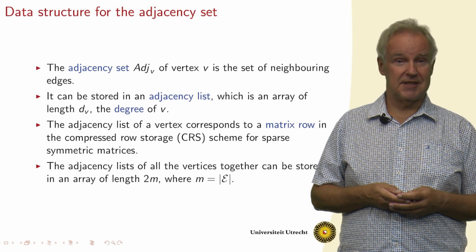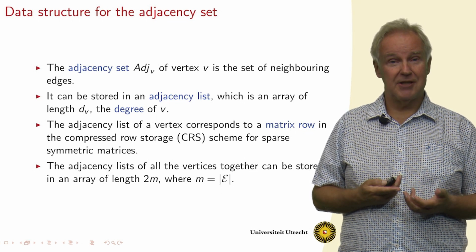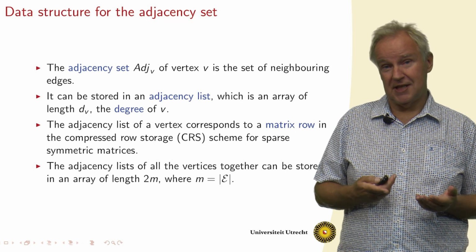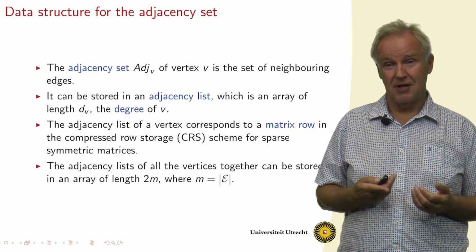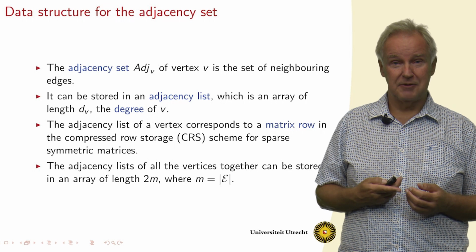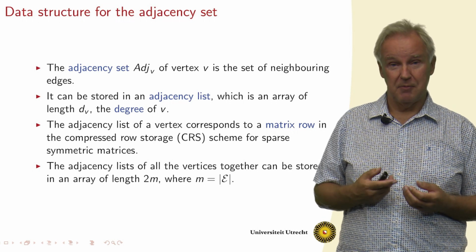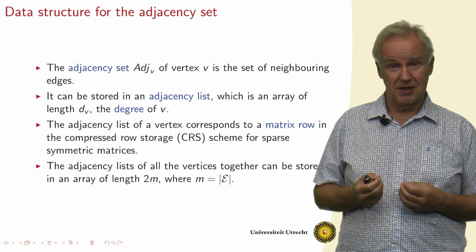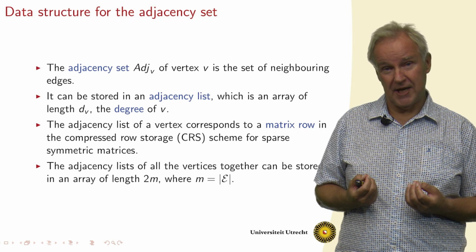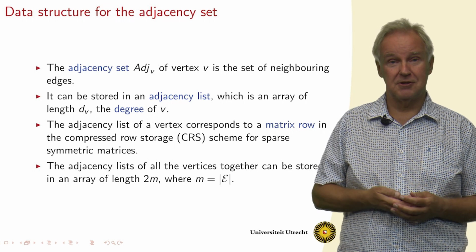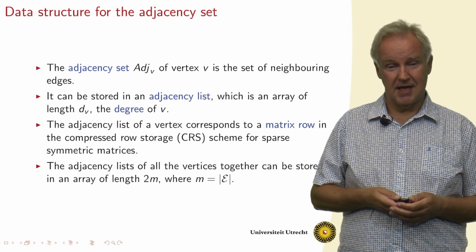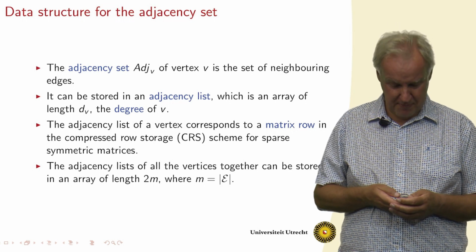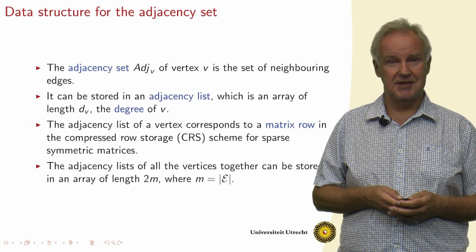And the reason is that if we add up all the degrees, which are the lengths of the adjacency lists of the whole graph, then we get 2 times m, because every edge counts twice. It has 2 endpoints, and both count in the degrees. So that's also the amount of memory we need for all the adjacency lists together.